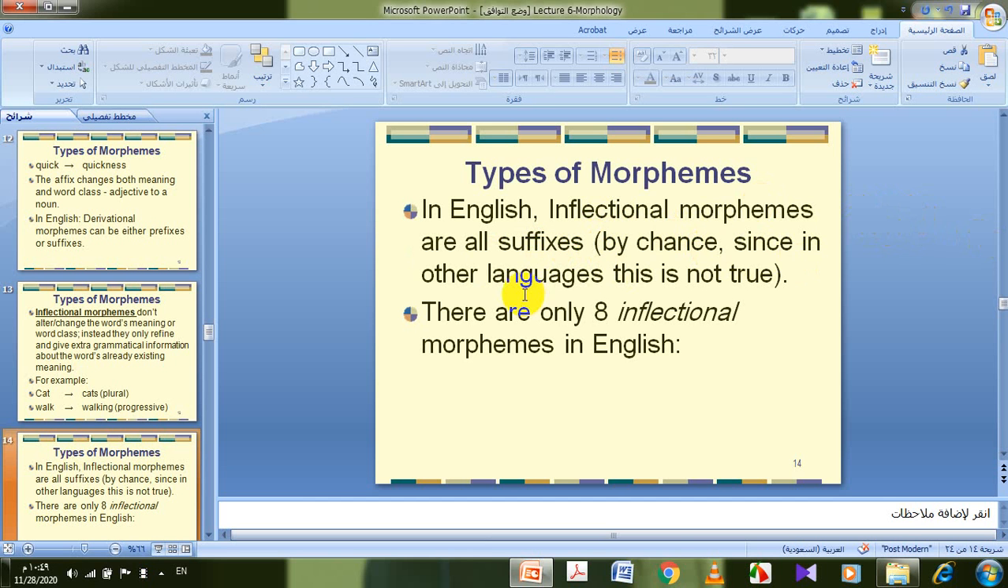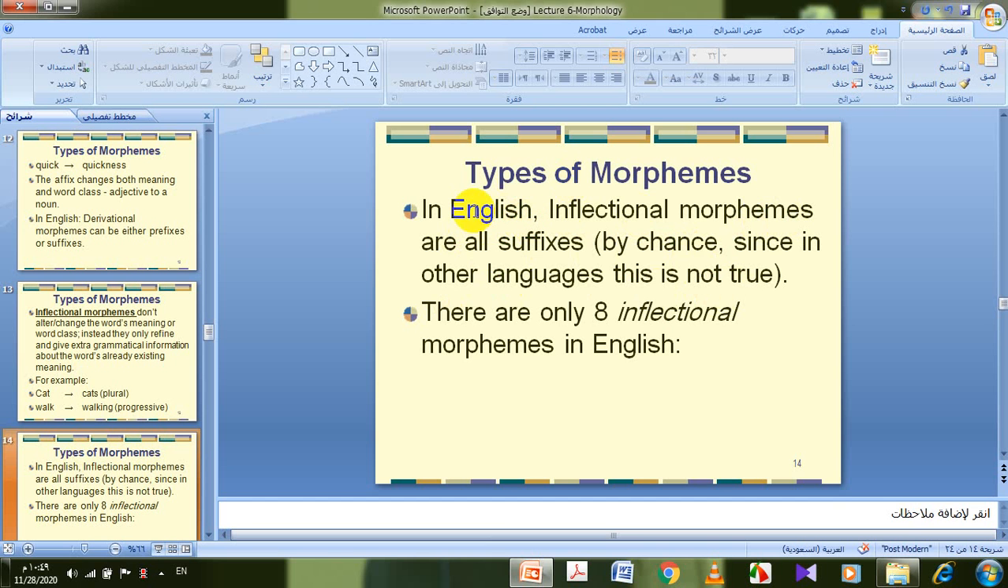Why? Since in other languages, this is not true. So this is just restricted to the English language. And that's why we say by chance, بالصدفة, in English. Because in other languages, this is not true. So in English, inflectional morphemes are all suffixes.